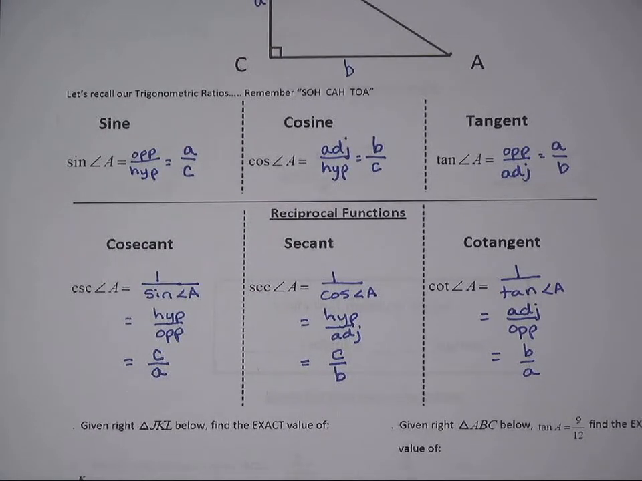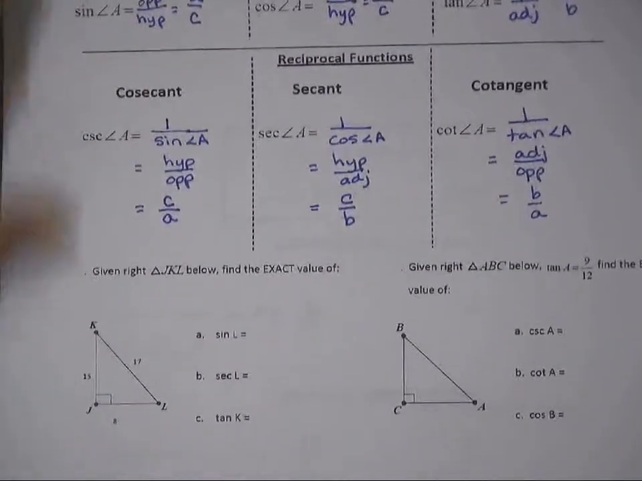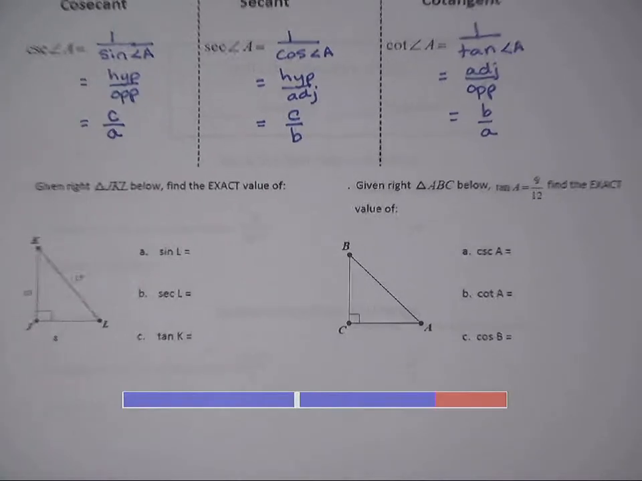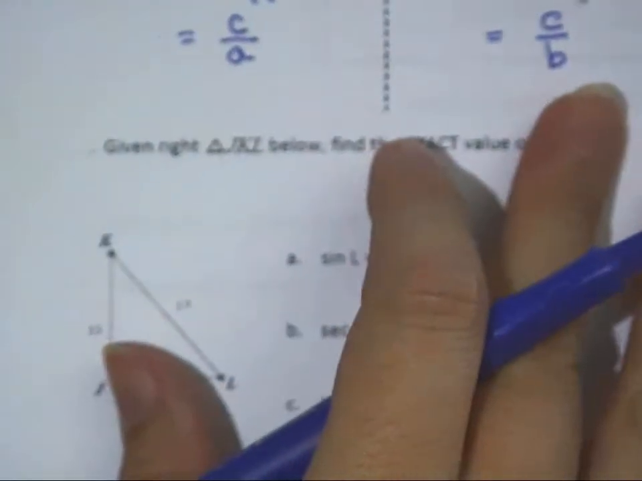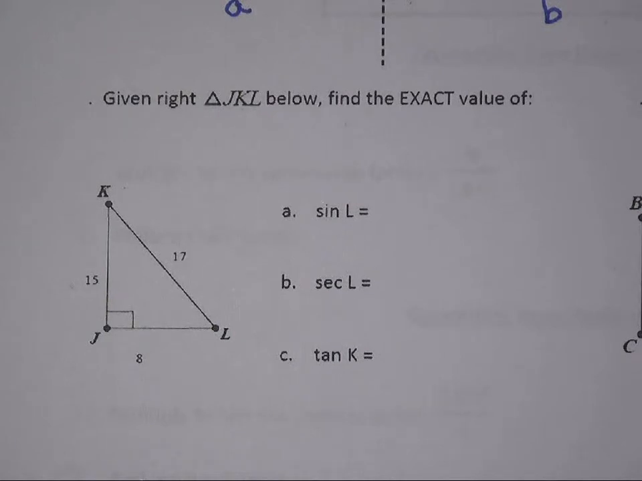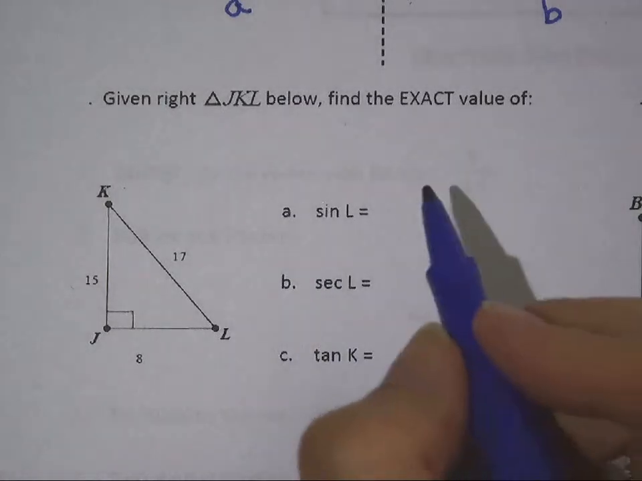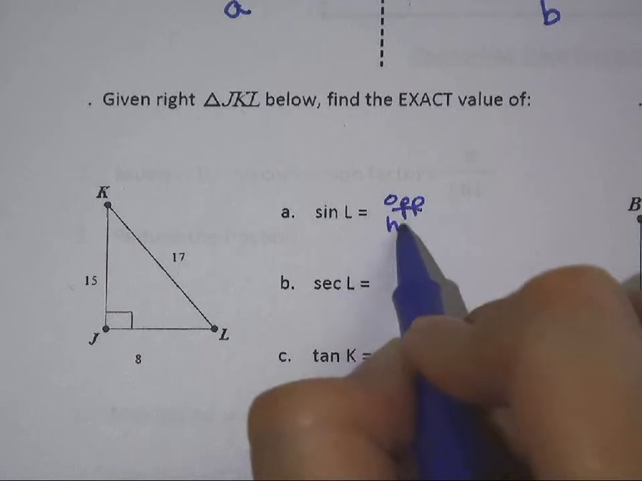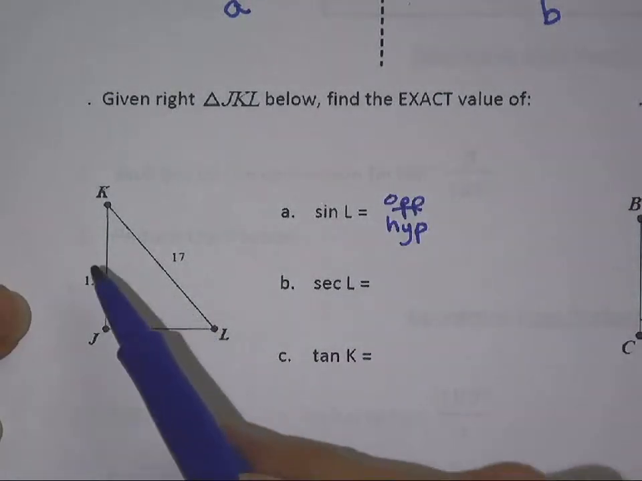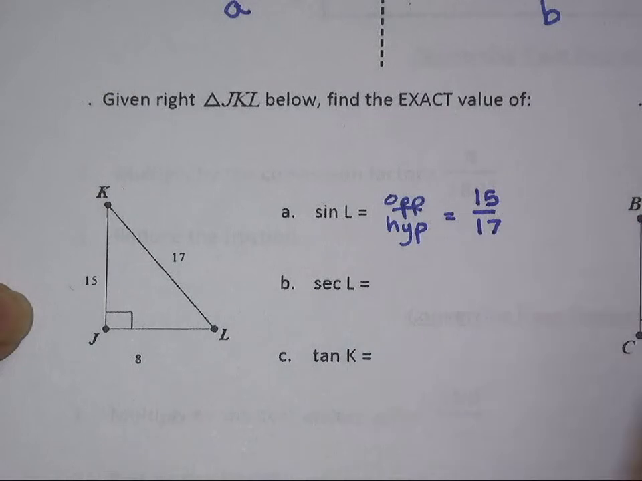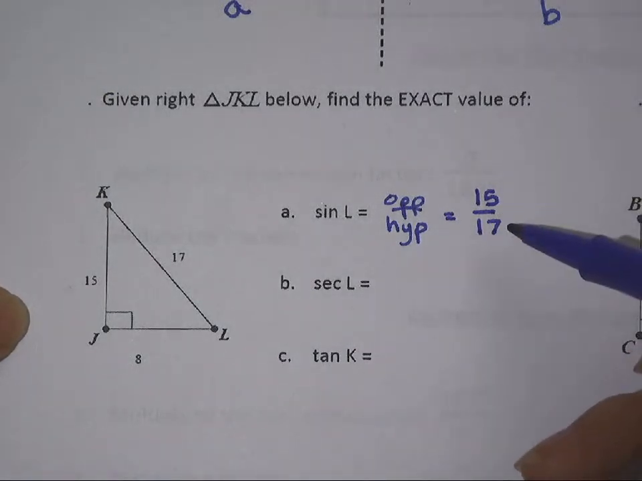So now we're going to use these new trig functions with a couple of examples here. Okay, so the first one says the sine of L. We know sine is opposite over hypotenuse. So the opposite is 15 and the hypotenuse is 17. Then we say, can that be reduced? Nope, that one's good.